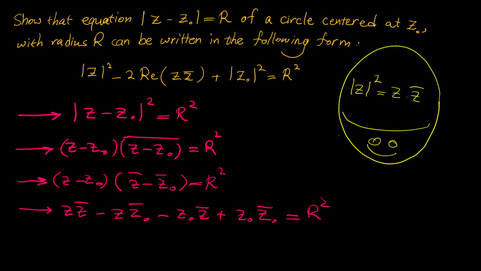Now please pay attention. Again we want to use this, but in the opposite way. Z times z conjugate is modulus of z to the 2.